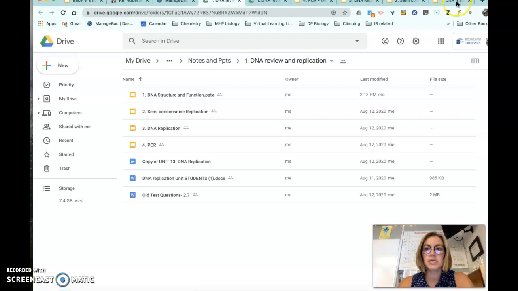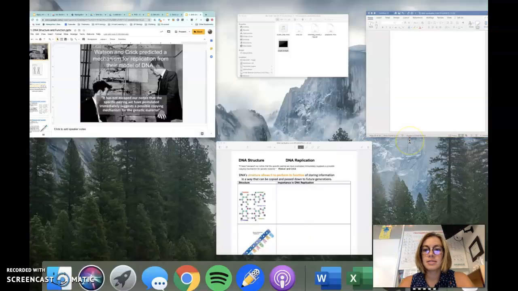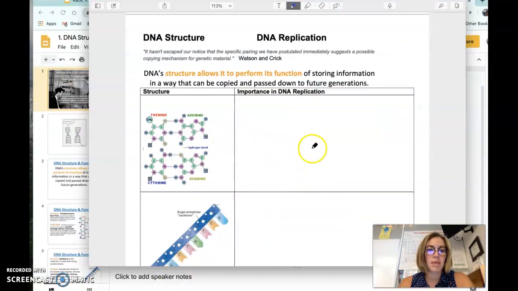So number 1, DNA structure and function. This is the first part of the notes packet, and it matches up with your notes packet. So let's go ahead and get started with that.